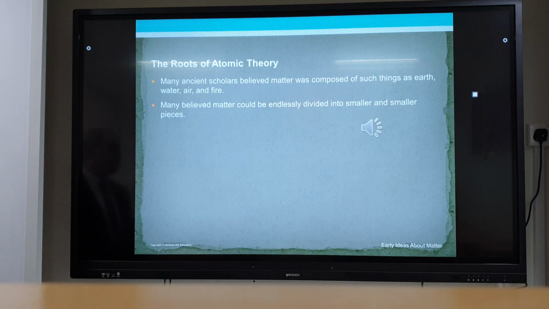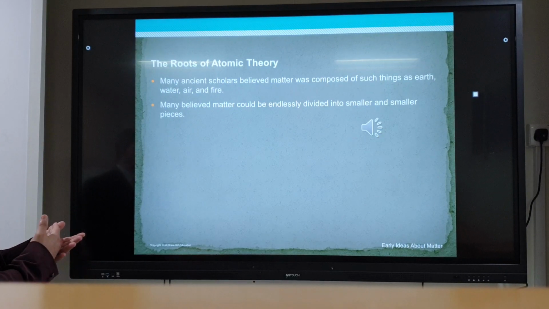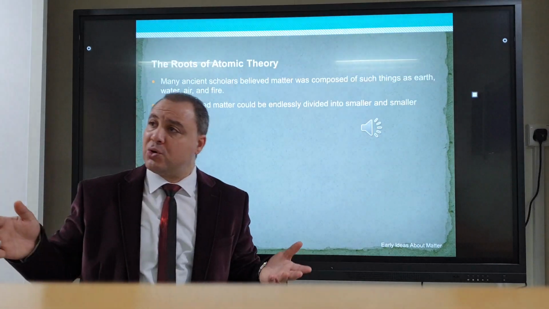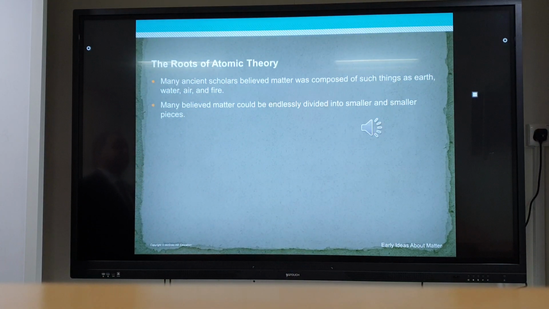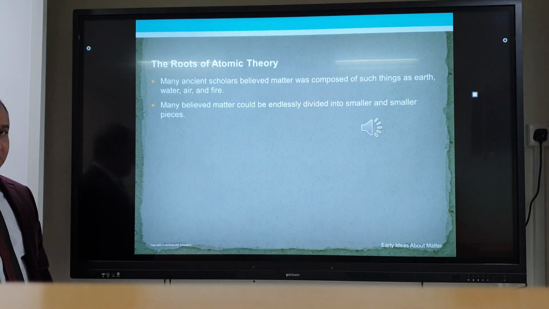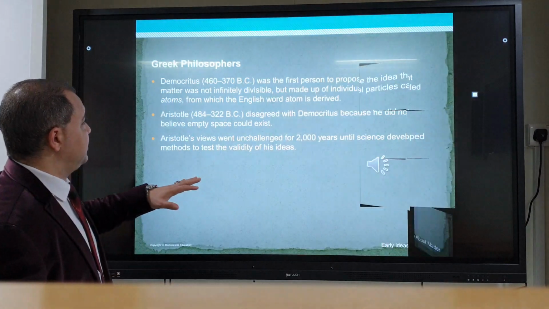Many ancient scholars believed matter was composed of such things as earth, water, air, and fire in ancient times. Many believed matter could be endlessly divided into smaller and smaller pieces. So, this is what the scientists thought about matter: the roots of atomic theory.